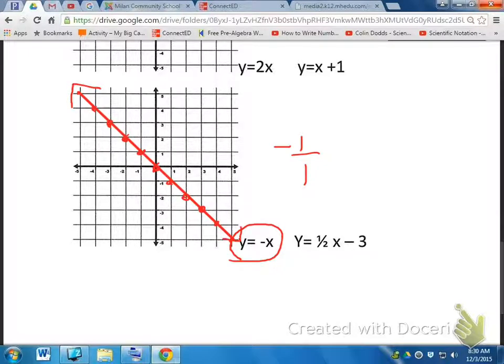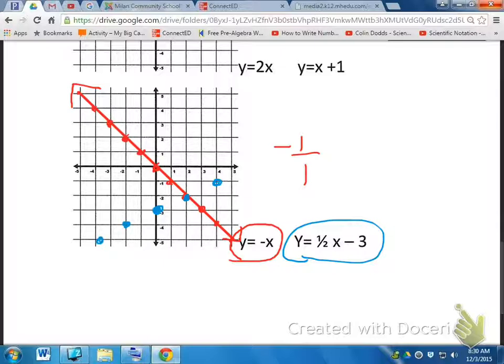Okay, let's do the one in blue. y equals 1/2 x minus 3. Where do I start on that one? Negative 3. What's my slope? 1/2. Rise 1, run 2. What's the equivalent to that if I want to go the other way? Fall 1, left 2. Good job.